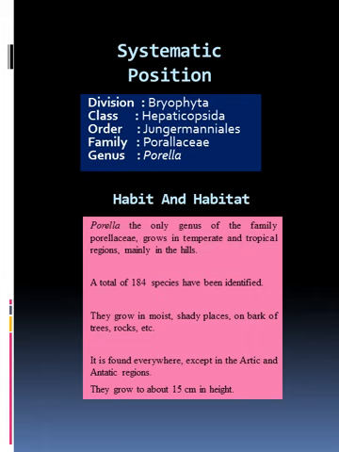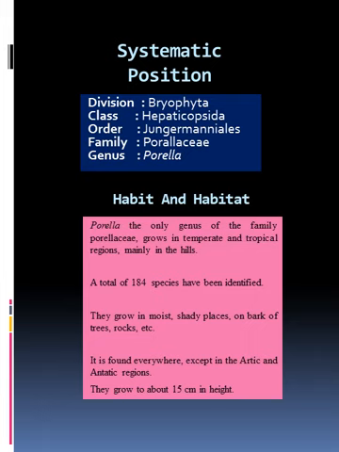Habit and habitat wise, the Porella genus of the family Porellaceae grows in temperate and tropical regions, mainly in the hills. The Porella genus has a total of 184 species which are identified and reported.